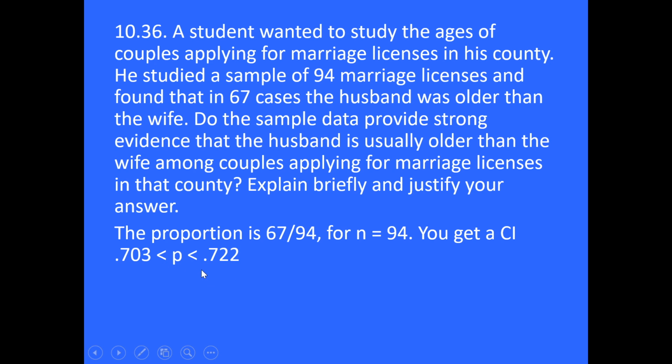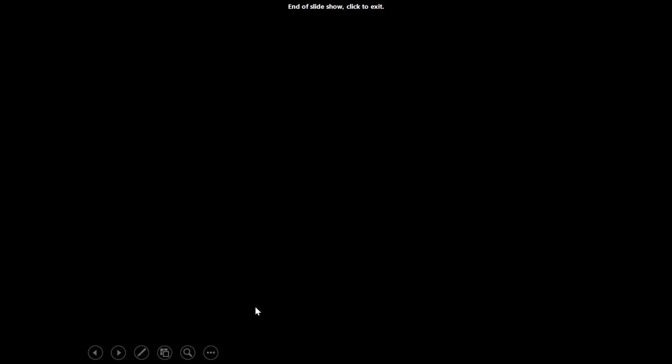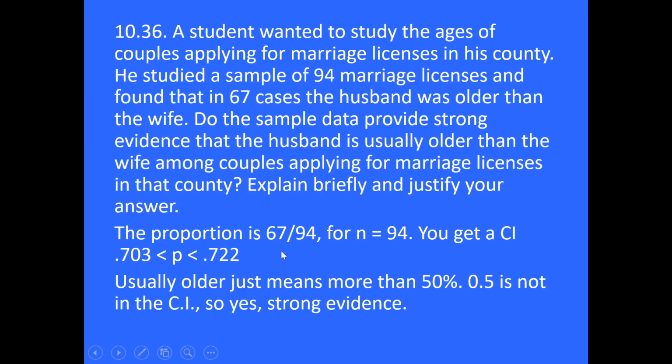And as you can see, the population proportion is somewhere between 70% and 72%. That's actually a pretty narrow 95% confidence interval. I think we can say very strongly that, oh yeah, this is what the older means. Okay, so we can say very strongly that the husband is usually older in this country. Okay, and with that, we will end this video.